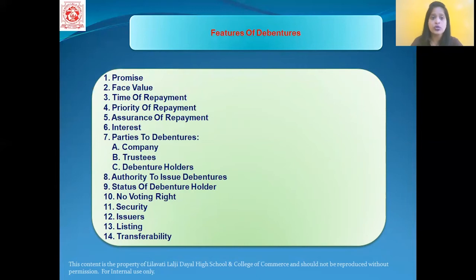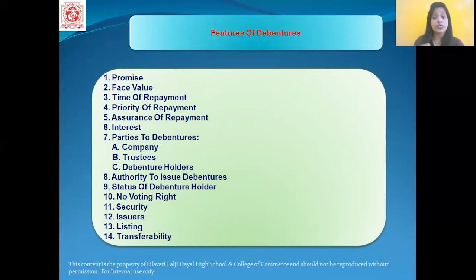Next one is, students, parties to debentures. Now there are 3 people involved. First is the company, the entity which borrows money. Second is the trustee. The company has to appoint a debenture trustee if the offering of debentures is to more than 500 people. So if more than 500 people are there, that time the trustees come in. Then we have the debenture holders. They are the party who provide loan and they receive the debenture certificate.